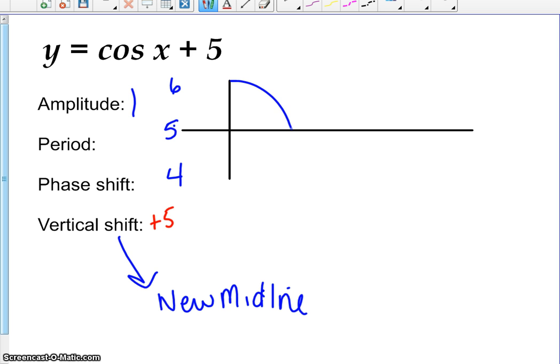So from our midline, it's going up 1 and down 1. And so actually I had the wrong curve before. This would be my answer here because it's a cosine curve. So the highest point was 6, the lowest point was 4, but the midline was 5. So our vertical shift is really our midline, and we're going to have to get used to that.